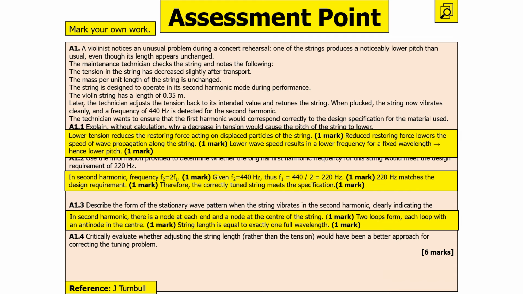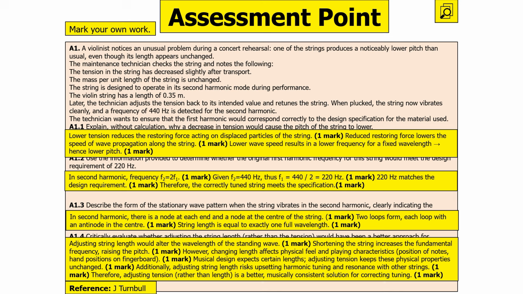In the second harmonic, there's a node at each end of the wave pattern and a node and an antinode and a node also at the center of the string. Two loops will therefore form, each loop with an antinode at its center. The string length is equal to exactly one full wavelength.